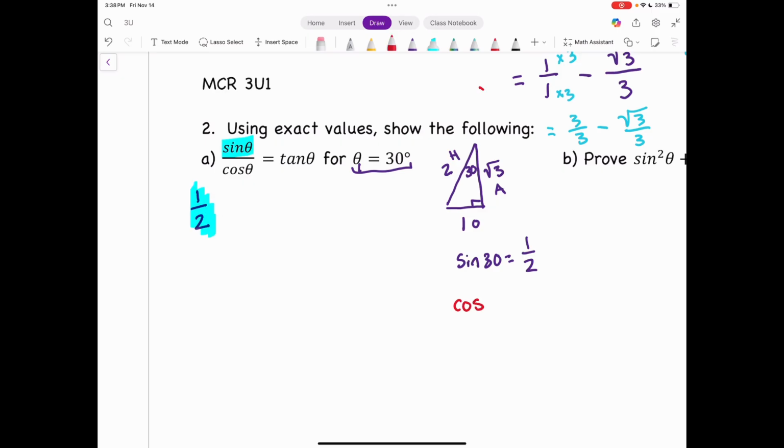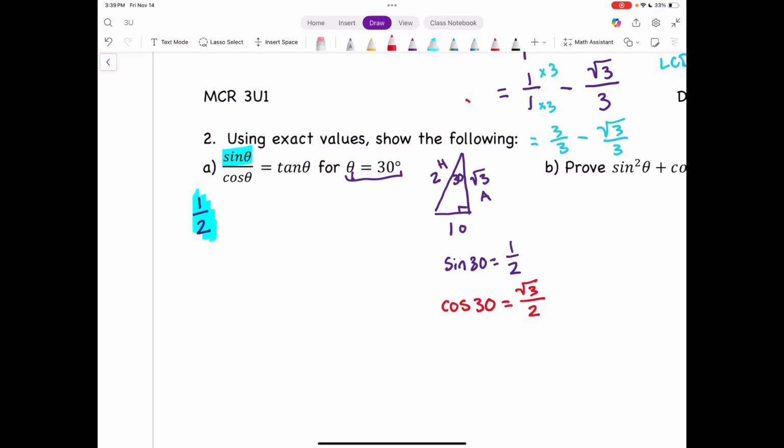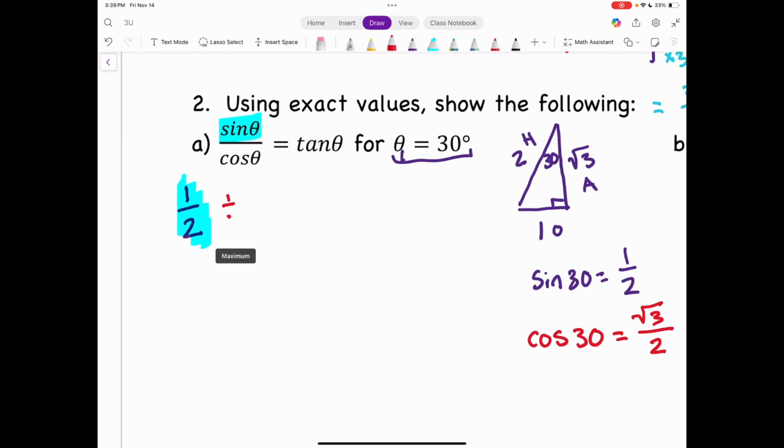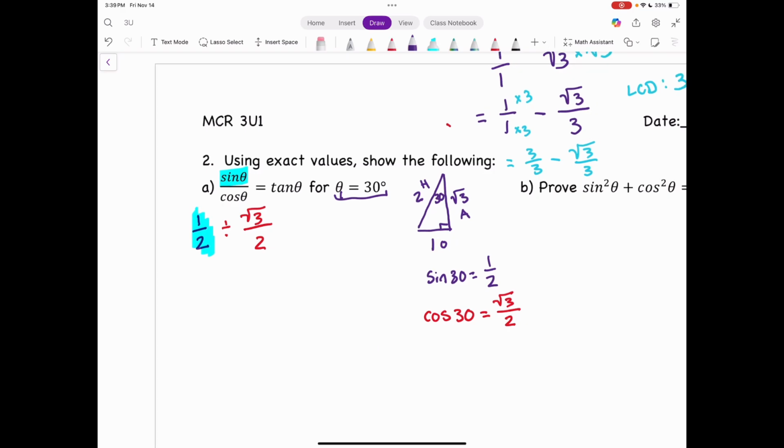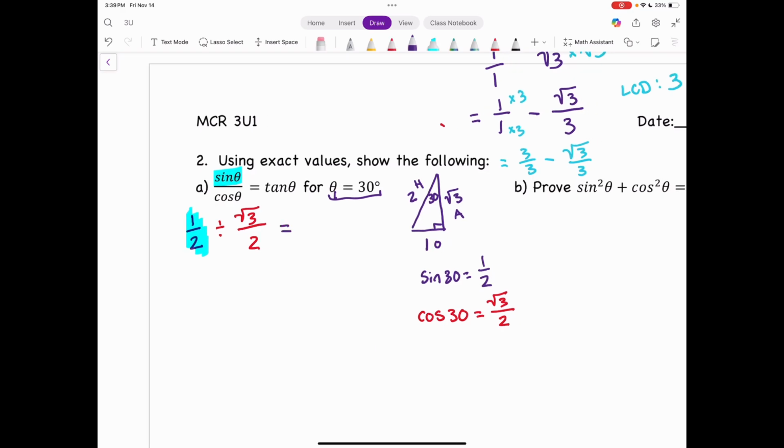So cosine at 30 is adjacent over hypotenuse. So it would have the square root of 3 over 2. Okay, that's my adjacent over my hypotenuse. So sine at 30, which is 1/2, we're dividing it by cosine at 30, which is the square root of 3 over 2. Okay, and we're trying to prove that this is equal to tan at 30. So this is my left side. I'm trying to prove that it equals my right side, which is tan at 30.